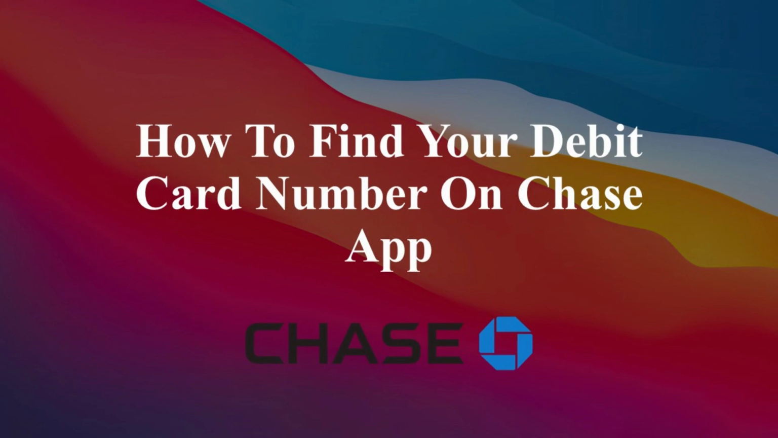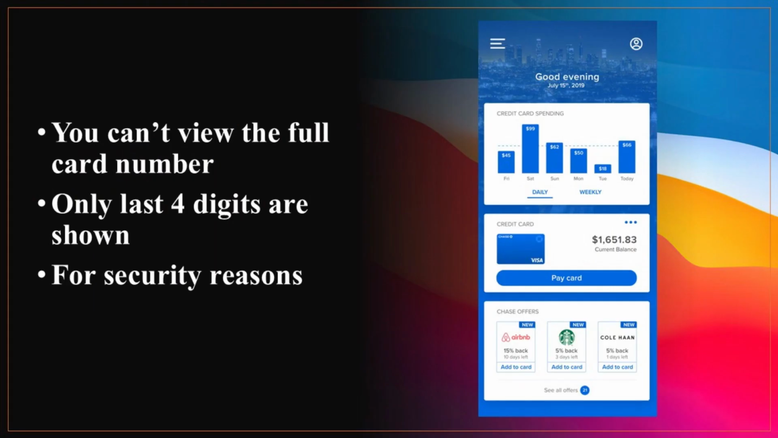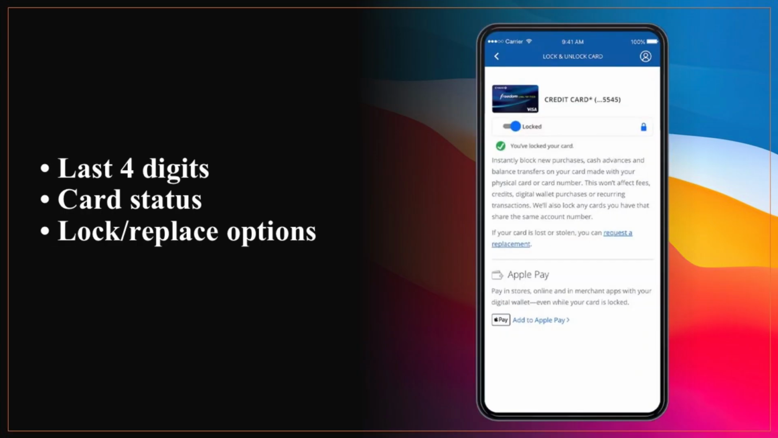In this video, I'm going to show you how you can find your debit card number on the Chase app. So let's get started. First of all, you can open the Chase app and log into your account and tap your checking account, and after that you've got to tap your debit card or manage cards. You'll typically see the last 4 digits of your card and you'll be able to see your card status and options to replace or lock the card.